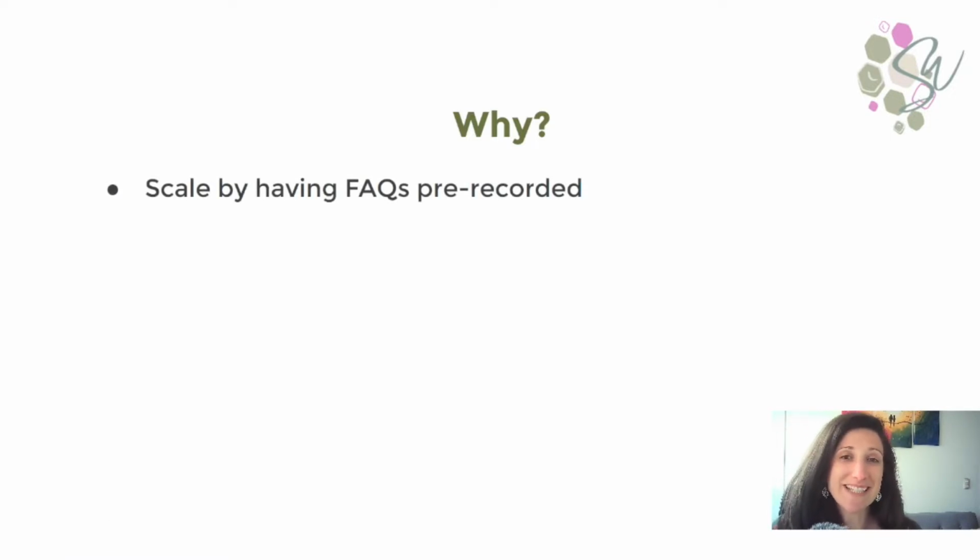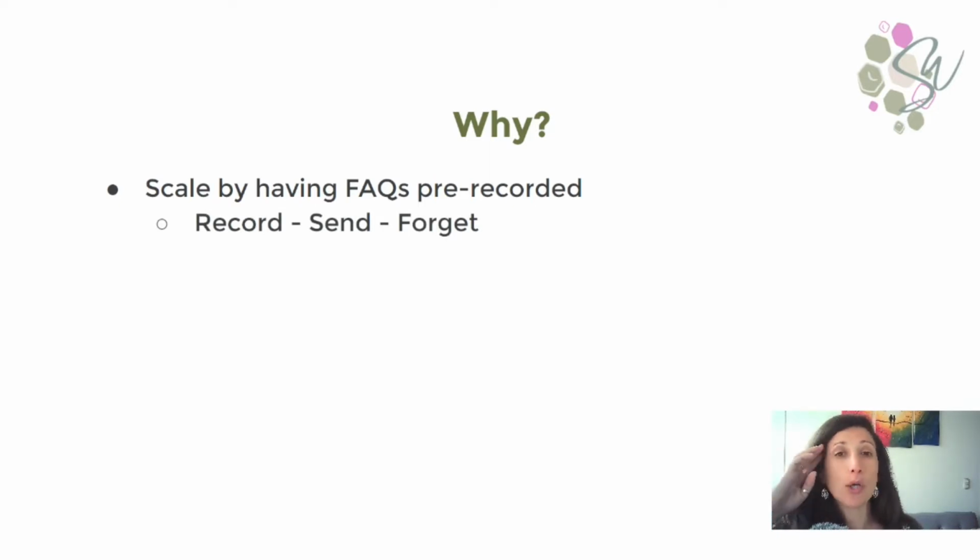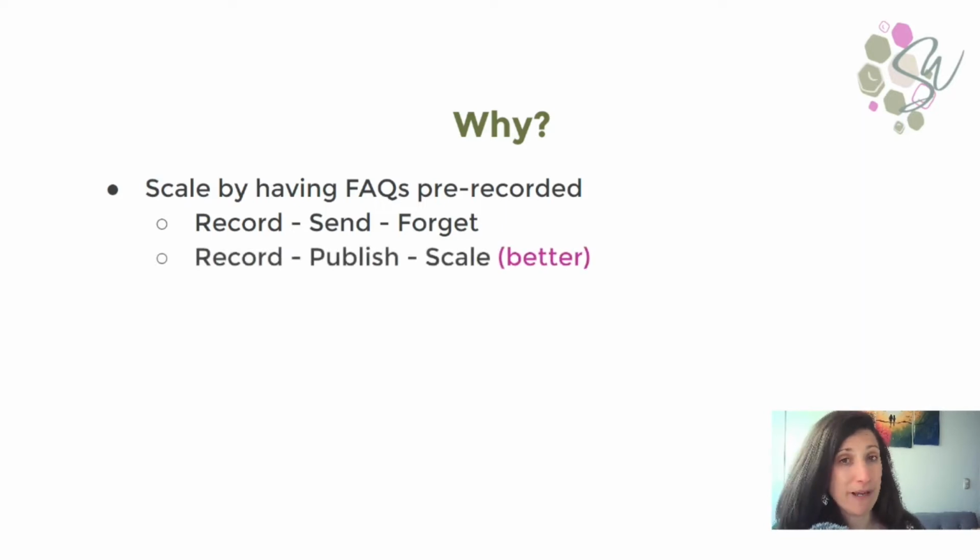So first of all, you can scale all of the pre-recorded videos that you already have. What I find happens a lot, and I'm guilty of this as well, is that you record a video for a client on Loom, for example. You send the link to the video and you completely forget about it. That link is only accessible by that one client. What if you had that link available for all of your clients? So what you should do instead, a much better alternative, is record, publish, and scale so that all of your clients have access to your pre-recorded content that answers their questions.